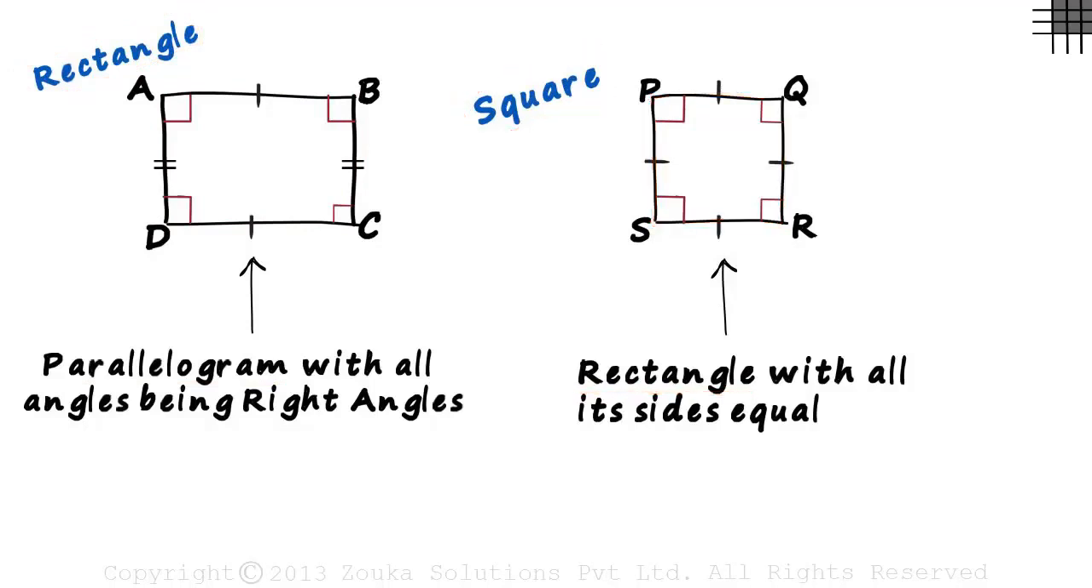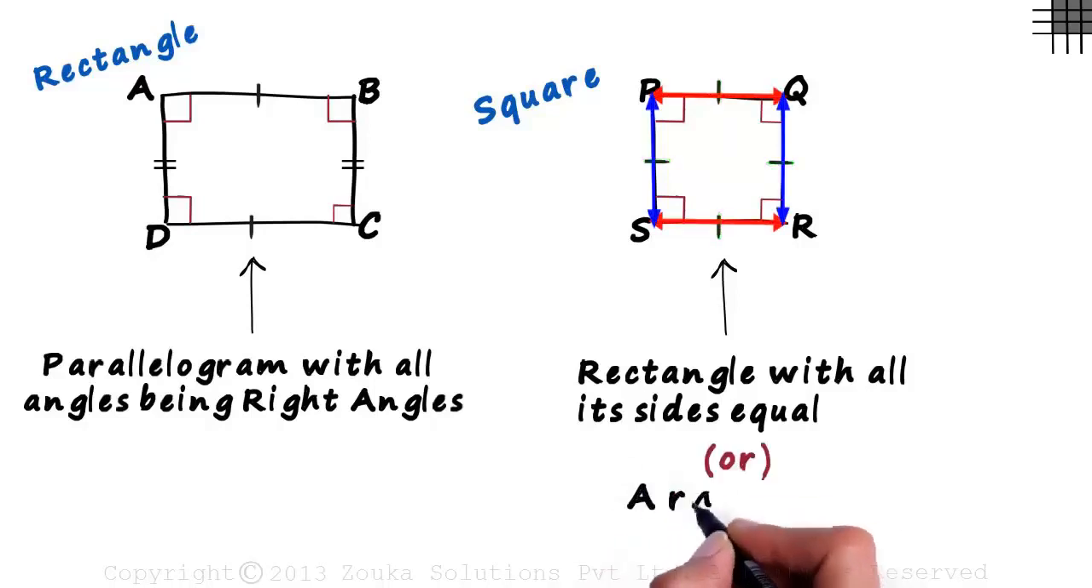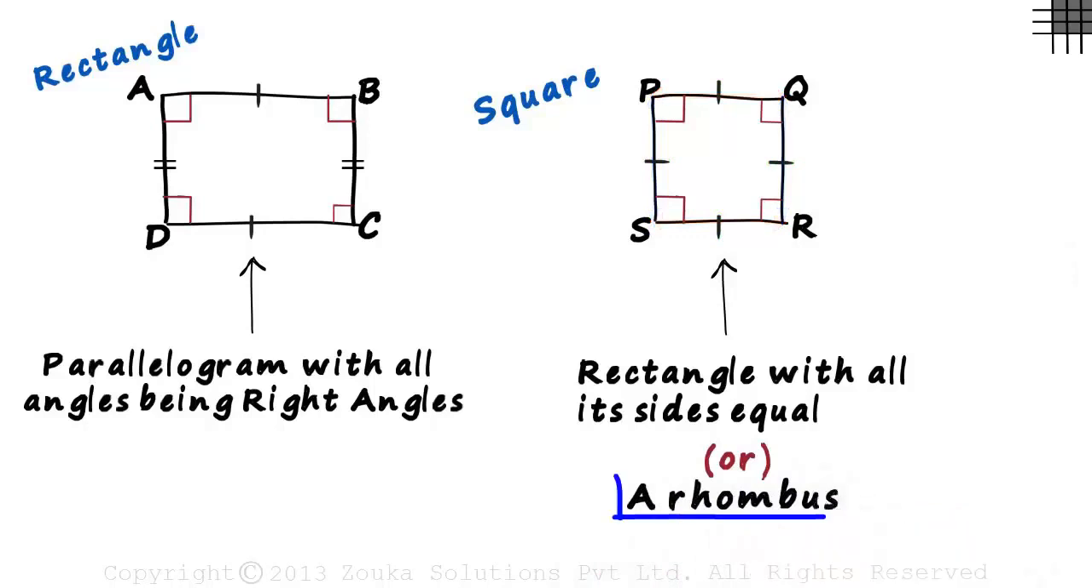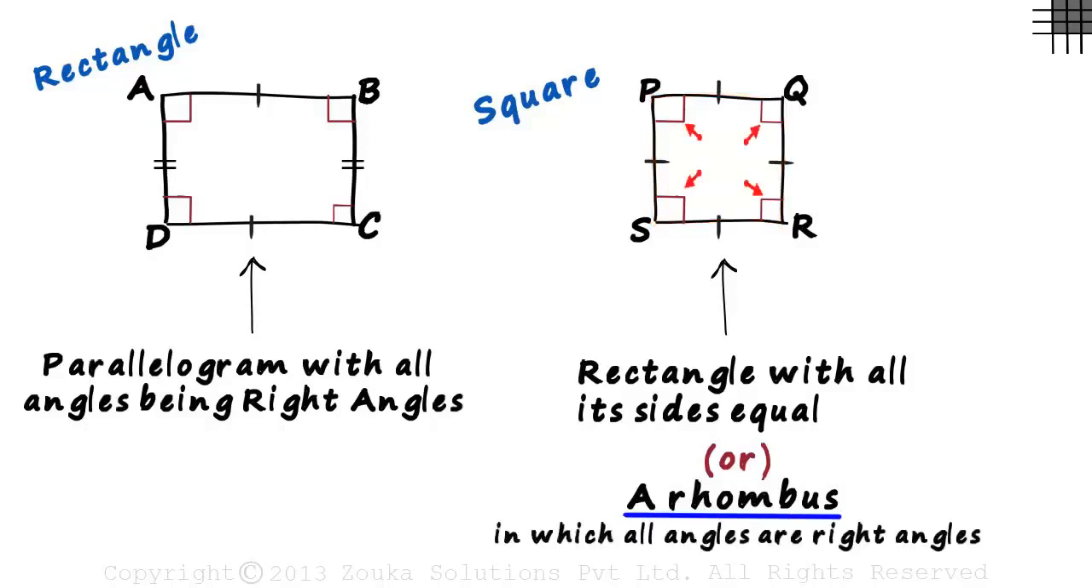But wait, in a square, the opposite sides are parallel, so it is a parallelogram. All its sides are also equal, so it's also a rhombus. Again, what is a rhombus? It is a quadrilateral with all its sides equal and opposite sides parallel to each other. But how is the square different from a normal rhombus? It is a rhombus in which all angles are right angles.